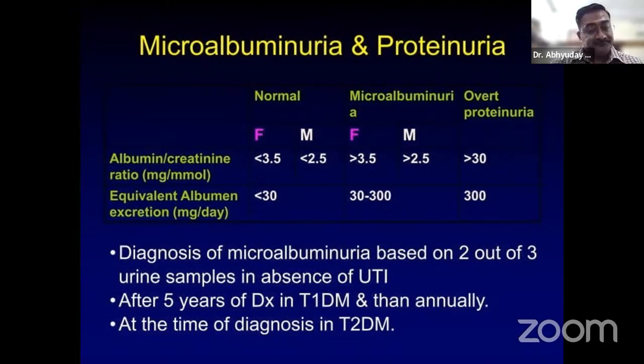And as I said, based on 2 out of 3 urine samples in absence of UTI, after 5 years of diagnosis of type 1 diabetes, we should start. Don't wait for 10-15 years, as I showed in the progression of type 1 diabetes. That was just a model, but routinely after 5 years, and then annually we should keep on doing it. And definitely at the time of diagnosis in type 2 diabetes. So type 2 diabetes, again, I would re-emphasize, don't wait for the clinical signs and symptoms or complaint of the patient. At diagnosis itself, we should screen for most of the comorbidities and complications.